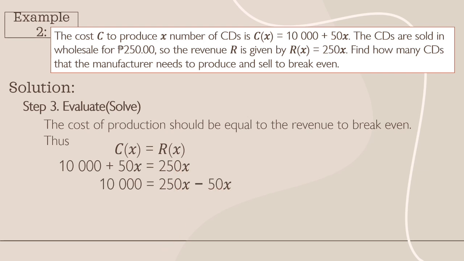Then combine like terms. So 50x here transposed to the other side becomes negative 50x. So we have here 10,000 is equal to 250x minus 50x. So 250x minus 50x is 200x. Then what will we do next? Yes, divide both sides by 200. Then cancel out 200. So 10,000 divided by 200. What is now the answer? Yes, x is equal to 50.